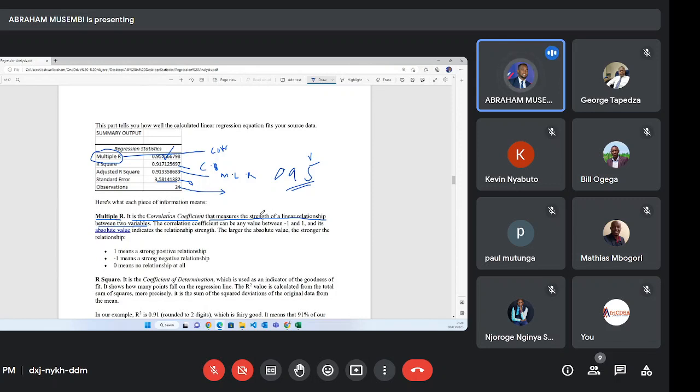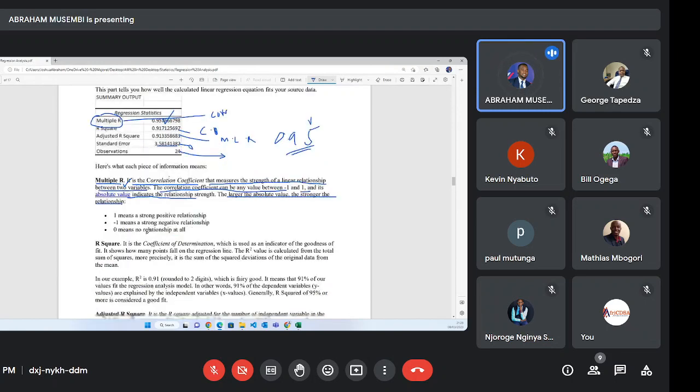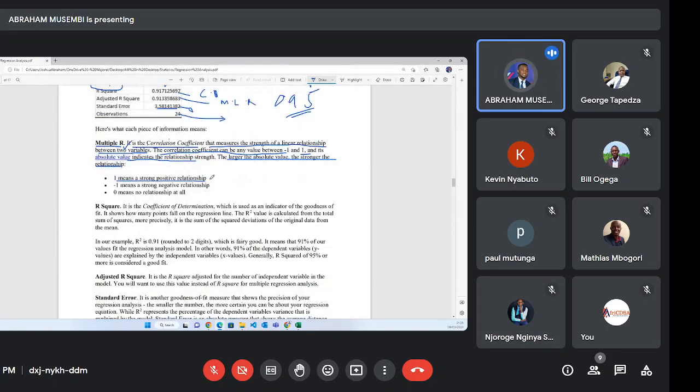So we've said it is used to measure the strength of the linear relationship between two variables. The correlation coefficient must be between -1 and 1, and its absolute value indicates the relationship strength. The larger the absolute value, the stronger the relationship. One means a strong positive relationship, -1 means a strong negative relationship, and 0 means no relationship at all.